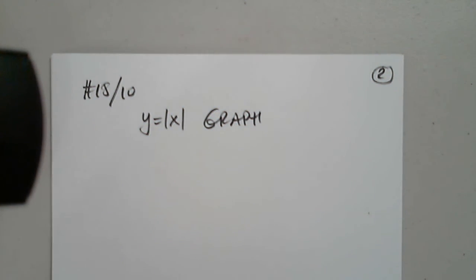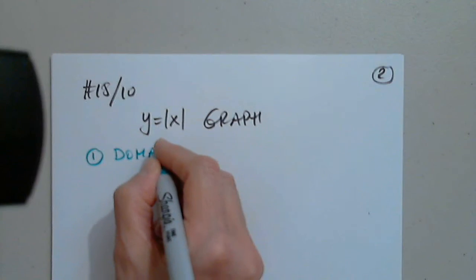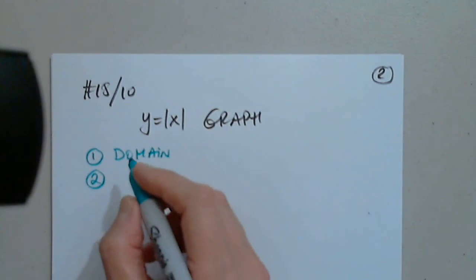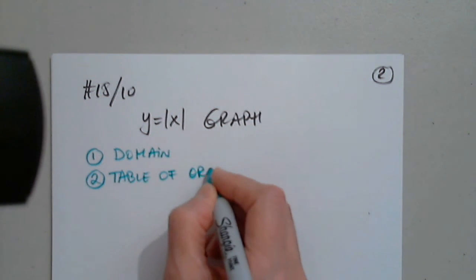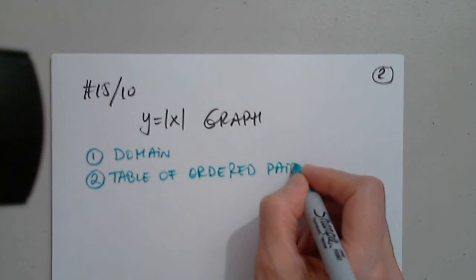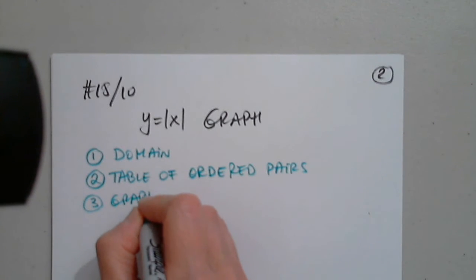So whenever we're asked to graph a function, we will go through the following steps. Number one, we have to identify the domain. Number two, we have to create a table of ordered pairs. And only number three is the graph itself.